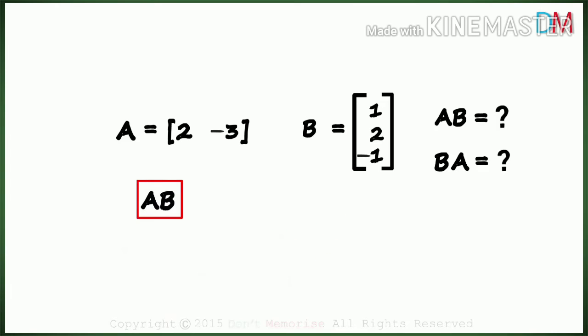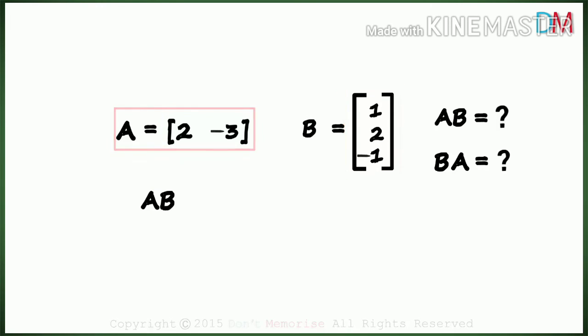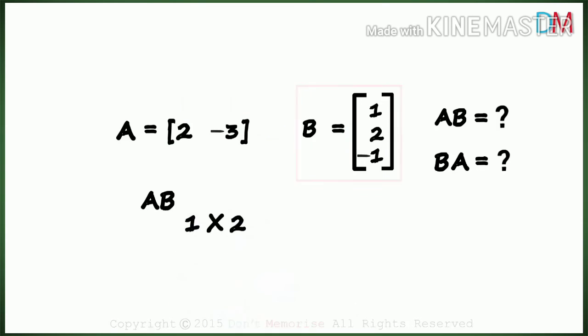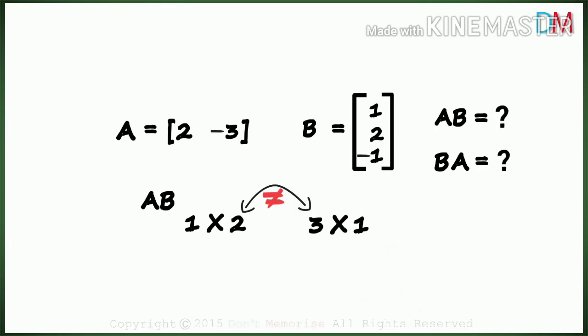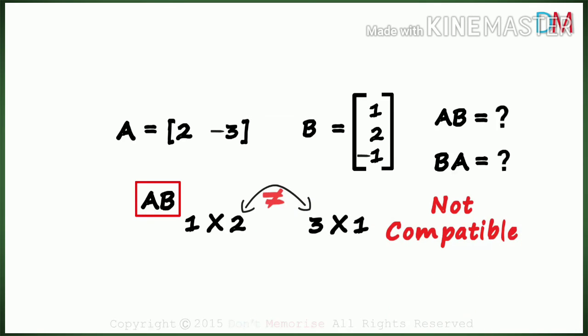Is this multiplication possible? To know if this multiplication is possible, we find the orders of each of the matrices. Matrix A has 1 row and 2 columns. Its order will be 1 by 2. What about matrix B? 3 rows and 1 column, 3 by 1. The second and the third numbers are not equal, and hence this is not compatible. The product A multiplied by B does not exist.